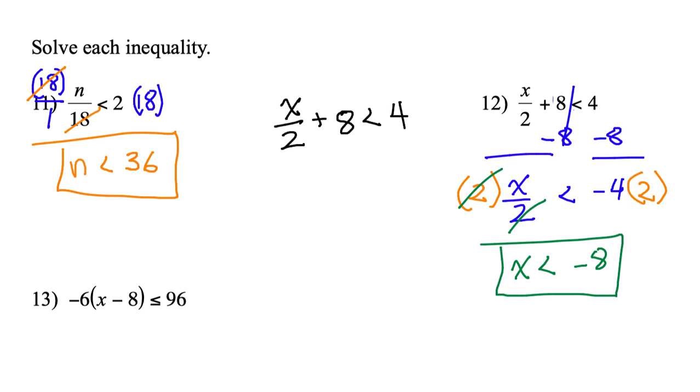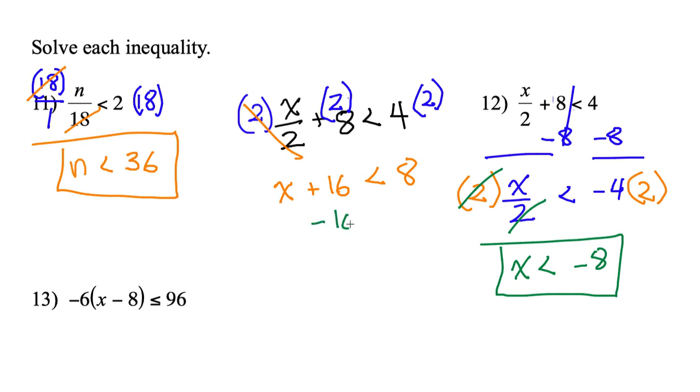So this one, I'm going to first multiply every single term by 2. Technically, the left-hand side of the inequality and the right-hand side of the inequality are being multiplied by 2. I'm distributing that 2. These 2's cancel out. I'm left with x. 8 times 2 is 16, and 4 times 2 is 8. And then from here, I'm going to subtract 16 on both sides. Minus 16, minus 16. Those cancel out, and I'm left with the final answer.